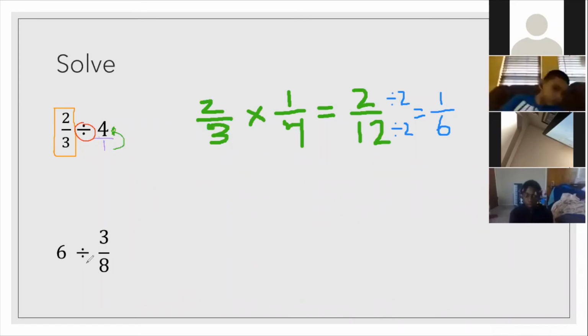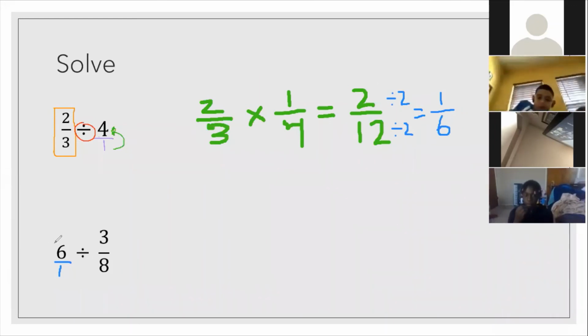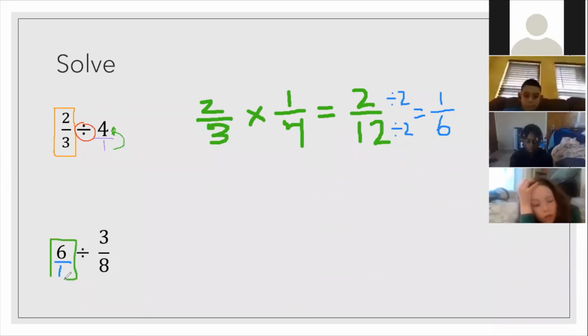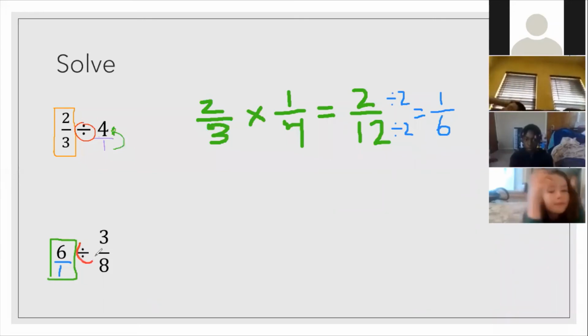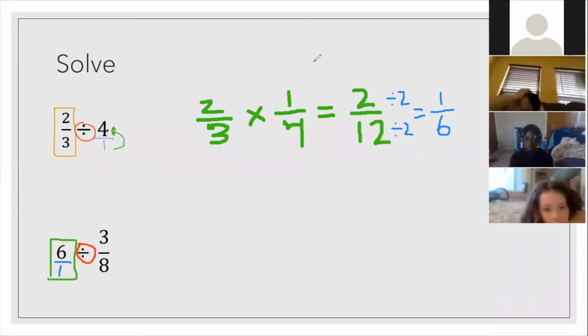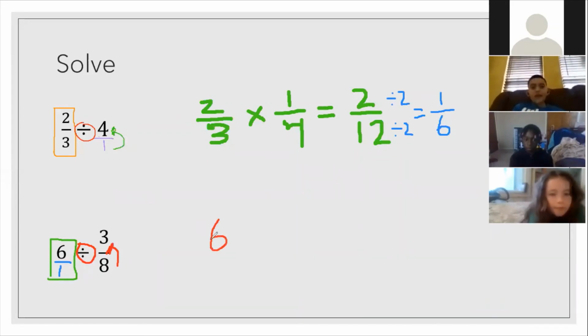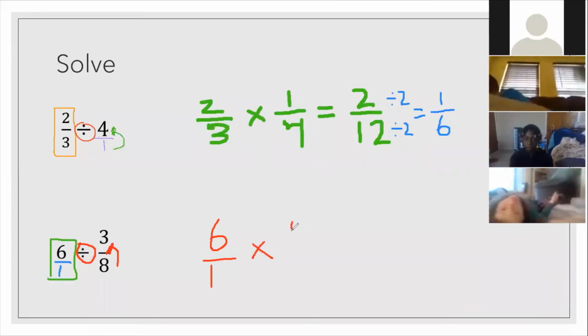Good. And then I am doing what to this first number? Keeping it. What do I do to my second number? Change it to multiplication. Good. And then my third number, I'm sorry, second number, what's happening? Flipping it. Cool. All right, that's an arrow. So I end up with 6 over 1 times 8/3.